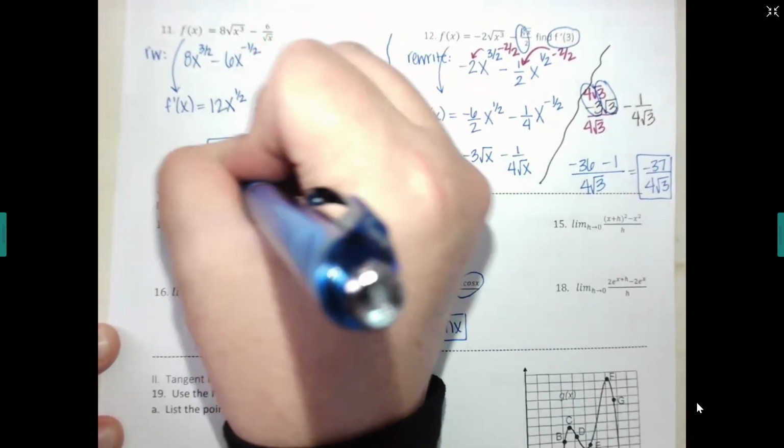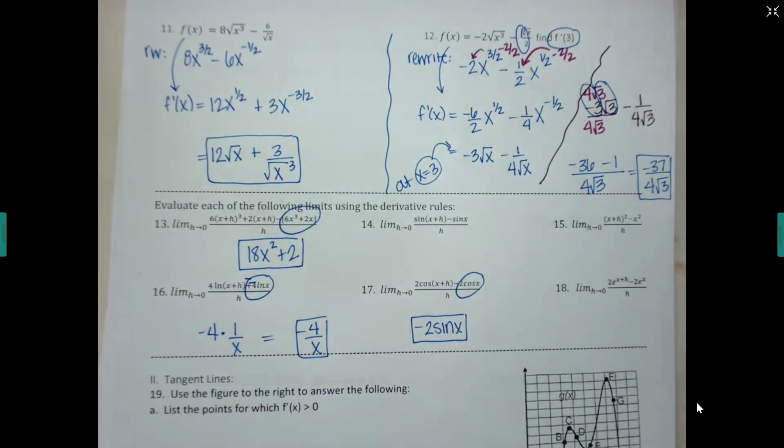Okay. Now notice that for number 11, you're not asked to plug in a number. That makes it a little bit easier. Your test will be the same way. Some of them you're just taking the derivative. Some of them you're taking the derivative and plugging in. Okay, go back 1 page.